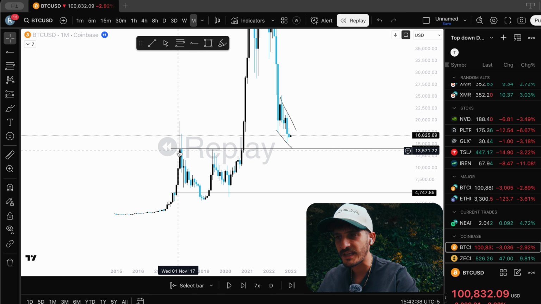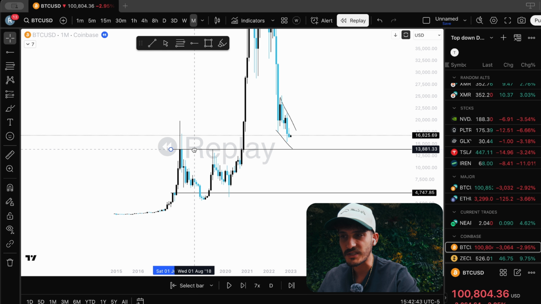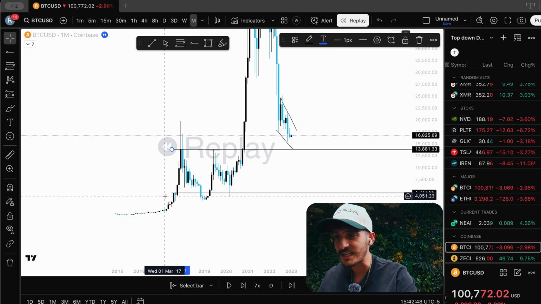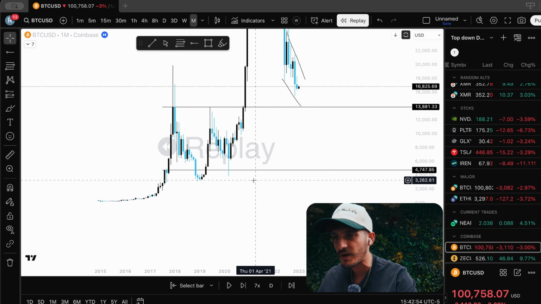I'm gonna draw this monthly candle closure. That's gonna be where my level of resistance is until it's flipped. That's gonna be resistance. And once it's flipped, we can anticipate higher. Just like this candle closure way back in 2017. And you could see just how price reacts around it.